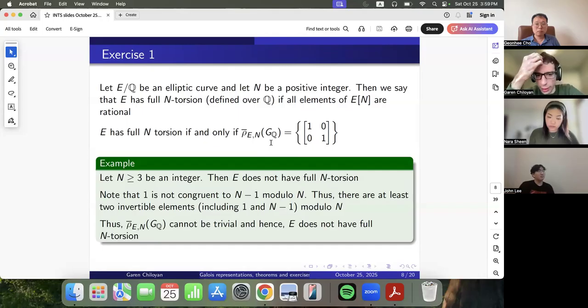I have another question. What about N equals 1 or N equals 2? Could you have full 1 torsion? Yes, of course, you could have full 1 torsion. The only point of order 1 is the 0 point. Of course, that's rational. Can you have full 2 torsion? Yes, you could have full 2 torsion. We'll go over some examples maybe next month. But you can have full 1 torsion, you can have full 2 torsion, you can't have full 3 torsion or anything bigger because the image of the mod N Galois representation does not have a matrix for every possible determinant. That's not good.